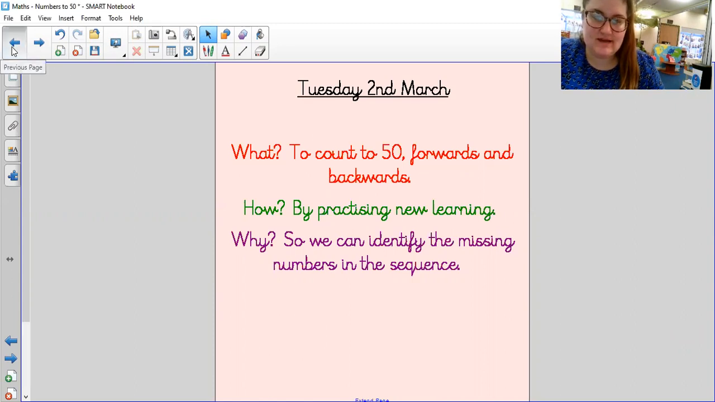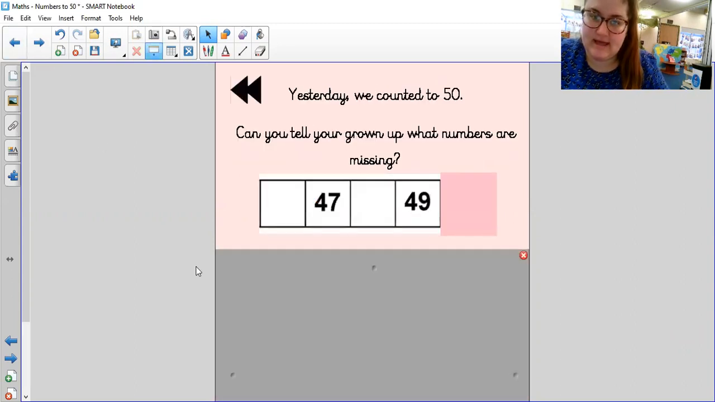So let's just have a look at our rewind, okay? Yesterday we began to count to 50, counting forwards and backwards and filling in missing numbers and lots of other number related activities. So let's start off with a rewind and let's look at our question. It says, can you tell your grown-ups what numbers are missing?